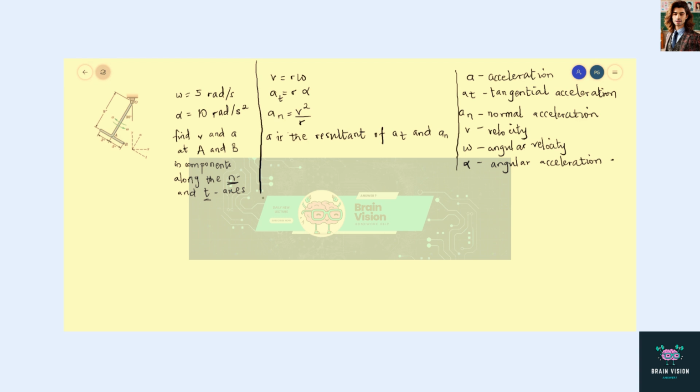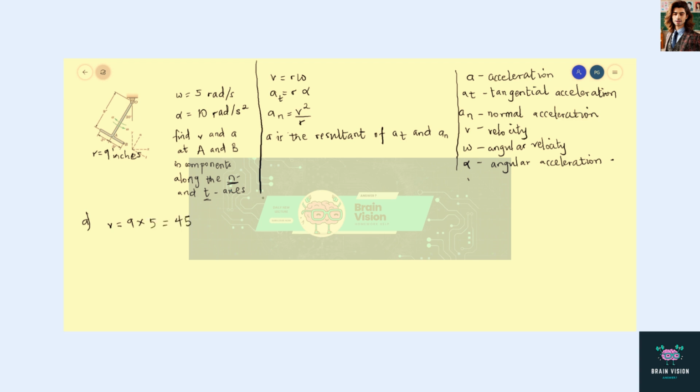First things first, let's do the velocity at A. We can simply substitute the values. We're given that the radius R is equal to 9 inches. So we simply substitute: v is equal to R, 9, times the angular velocity, which is 5, is equal to 45.